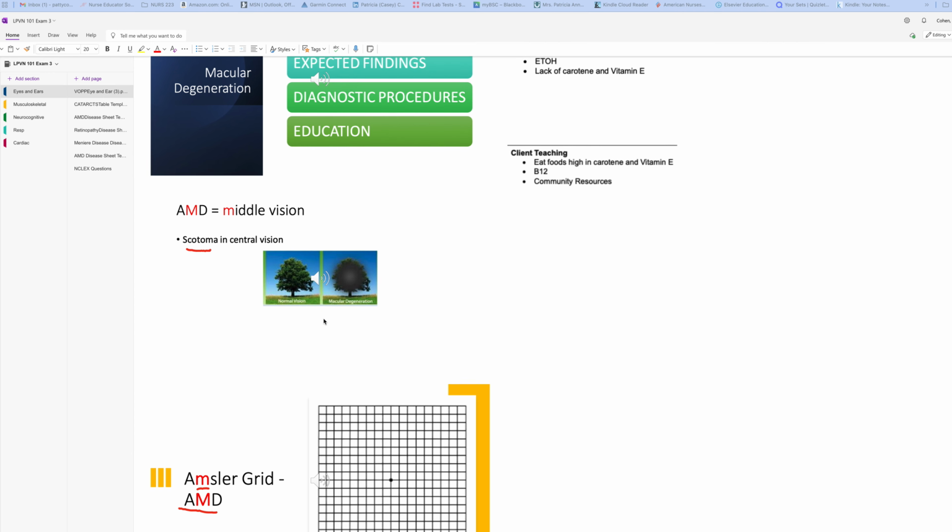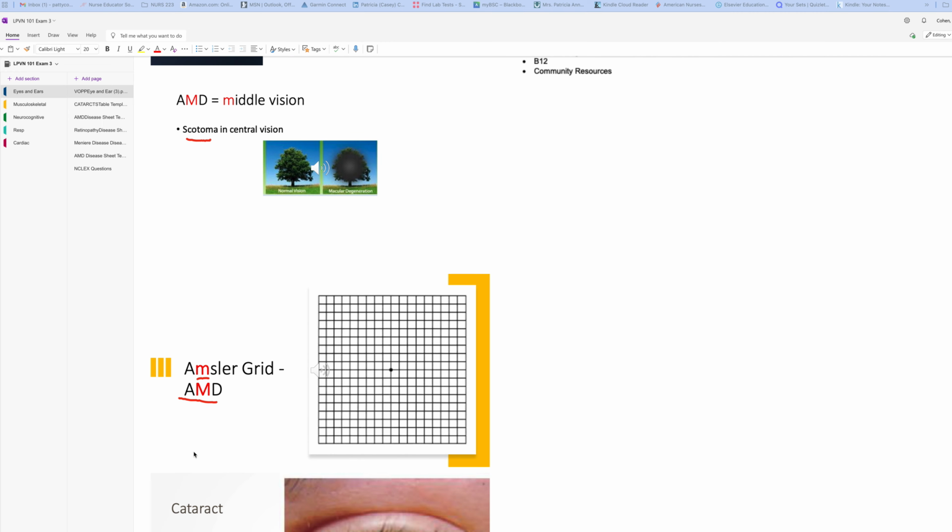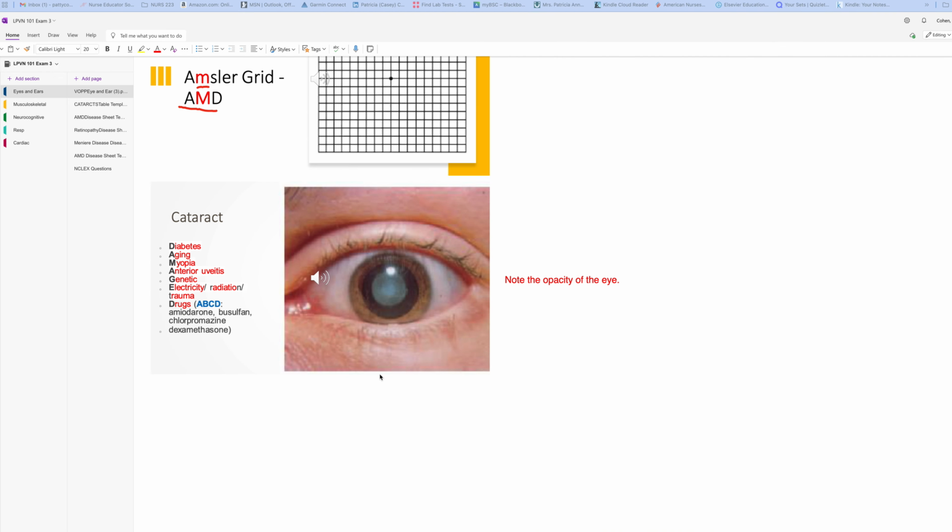Okay, now the other trick to remembering how to treat it is they use an Amsler grid, and the client is taught how to use this daily. They look at this, and it's gridded so that if their disease is progressing, they're going to see less and less of these little boxes, and they may look wavy to them. Okay, so that's a loss of central vision.